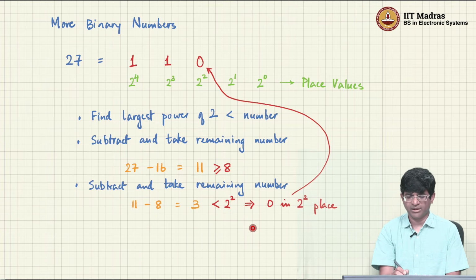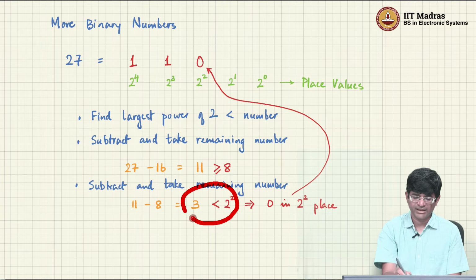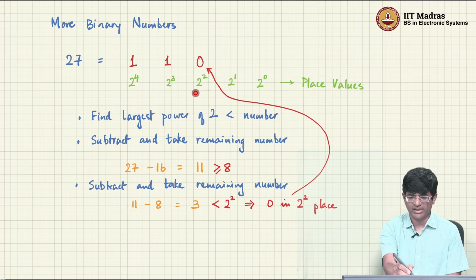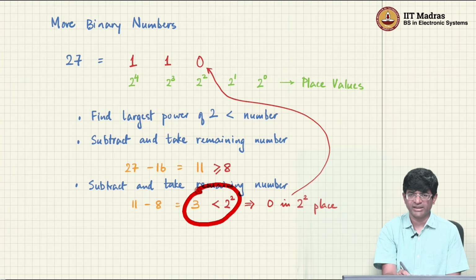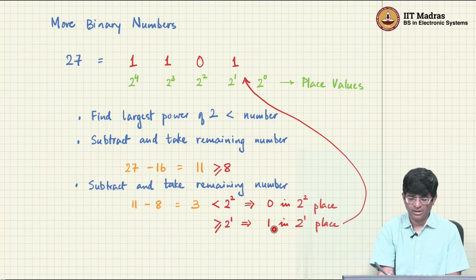Now here's something a little bit interesting. What were we checking for? When 11 was greater than or equal to 2 power 3, I put a 1 out here. But now I'm finding that 3 is less than 2 power 2, because that's the next location I'm looking at. If I were to add 2 power 2, I would overshoot. I would have too big a number for what I'm trying to represent. So I need to put a 0 in here. But 3 is also greater than 2 power 1, so that's good, it means I need to put a 1 in the 2 power 1 place.